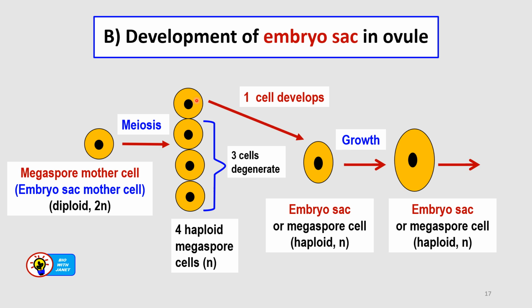Unlike the formation of pollen grain, where all the microspore cells develop. So here, 3 cells degenerate and 1 megaspore cell develops. First of all, the cell will grow, and the cell that grows is called the embryo sac, but it's not matured yet. The embryo sac or megaspore cell is haploid. Then the nucleus of this cell will divide by mitosis 3 times to produce a large cell with 8 nuclei. Let's look at the next slide.